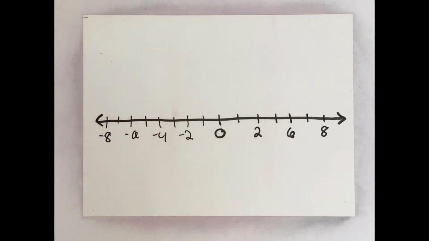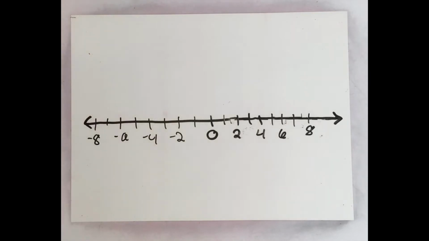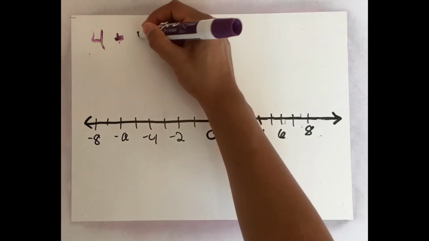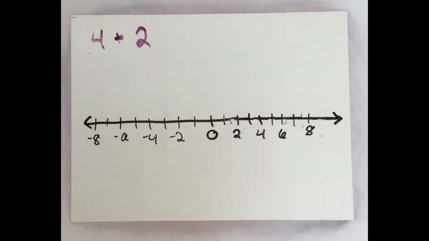Okay, in order to explain how to add and subtract integers, I'm going to use a number line. We're going to start off with a very simple problem that you all know how to do, and you're going to think that this is a little bit crazy. We're going to do 4 plus 2. Figure out what that equals.